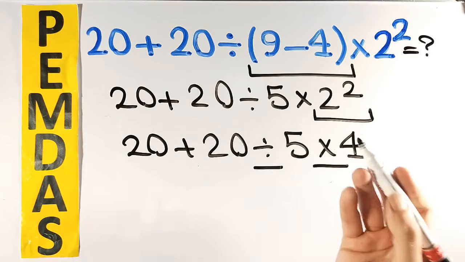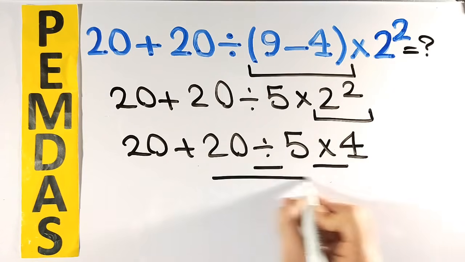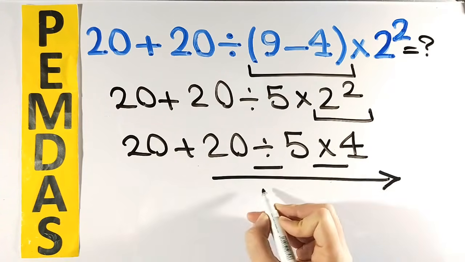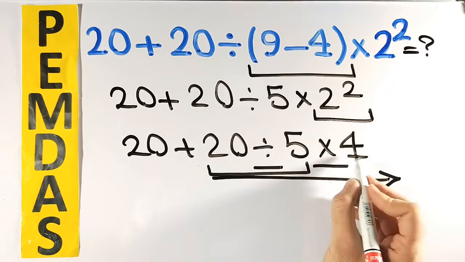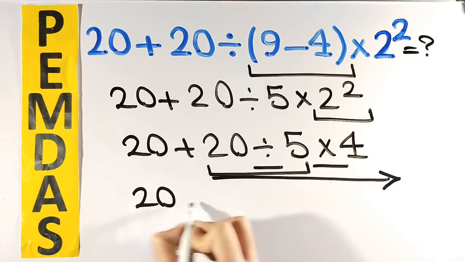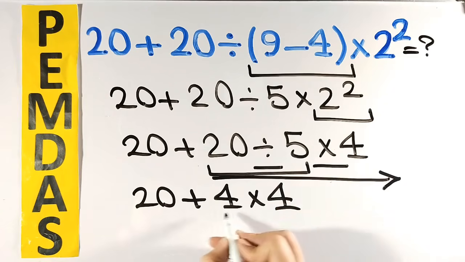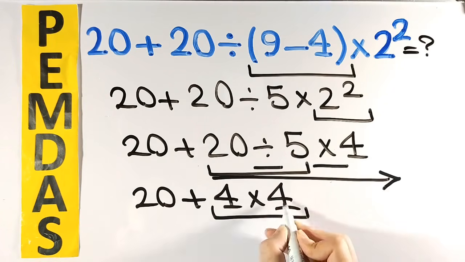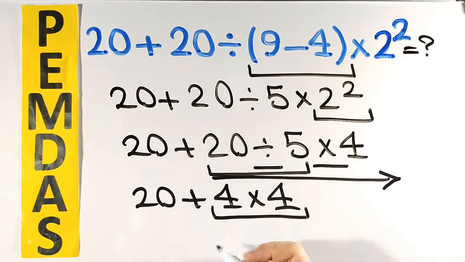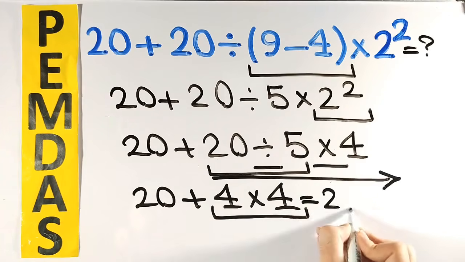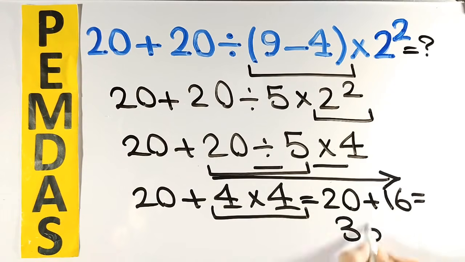However, we must pay close attention that multiplication and division have equal precedence, and we must perform these two operations from left to right. So, first we go for the division between 20 and 5, and instead of this expression, we can write 20 + 4 × 4. In the final step, we go for the multiplication between 4 and 4, because multiplication has a higher priority than addition. So, we rewrite this expression as 20 + 16, which finally gives us the answer 36.